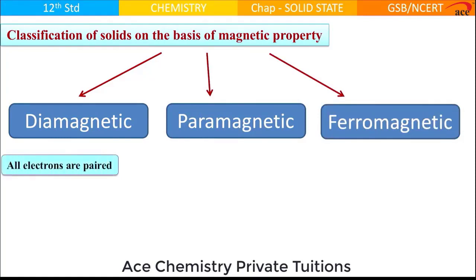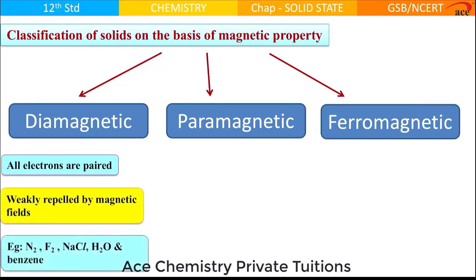In diamagnetic, all the electrons are paired, that means their spins are cancelled, that means net magnetic field is 0. Then such substances do not get attracted towards a magnet, on the other hand they get repelled. Many examples around us are diamagnetic in nature. Nitrogen with all the electrons paired, fluorine with all the electrons paired, NaCl with all the electrons paired, they are all found to be diamagnetic.